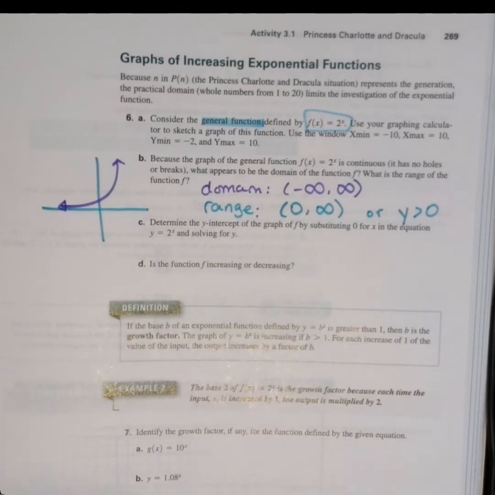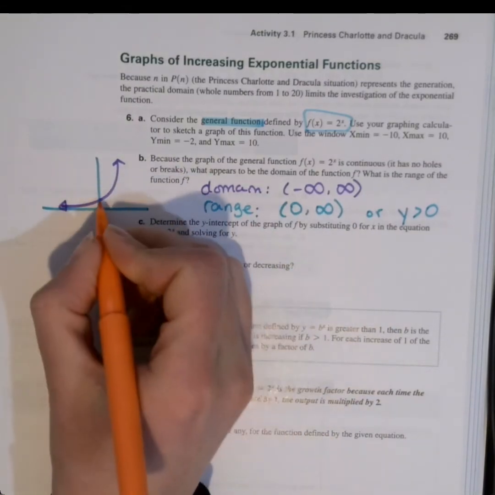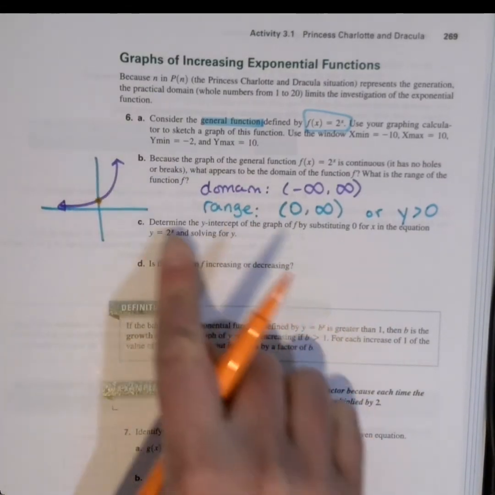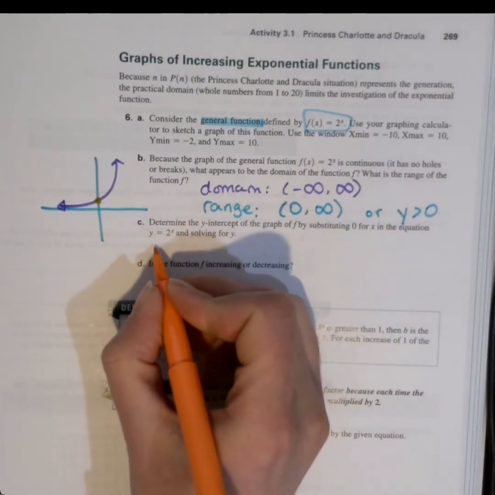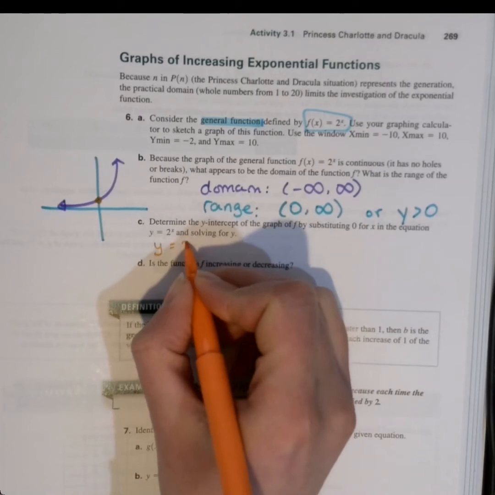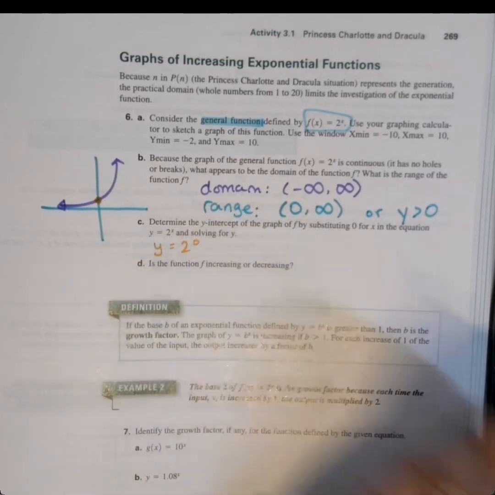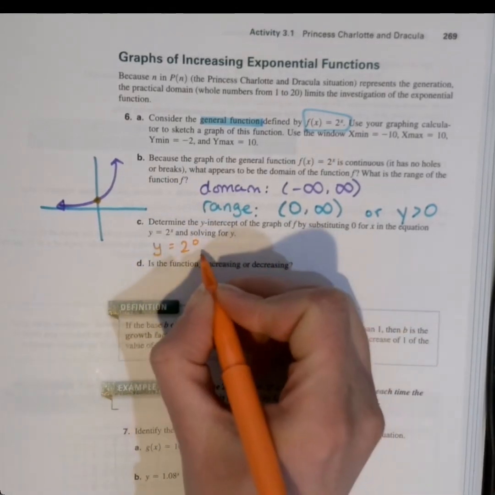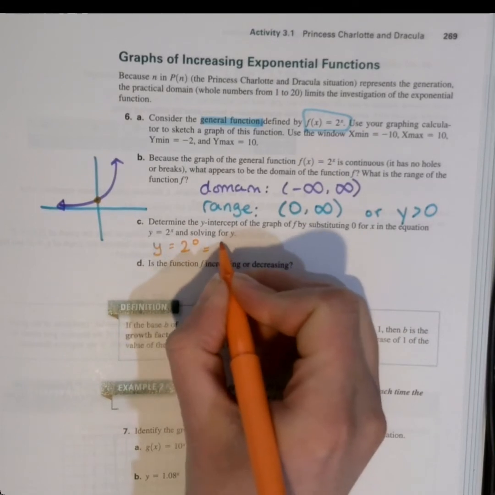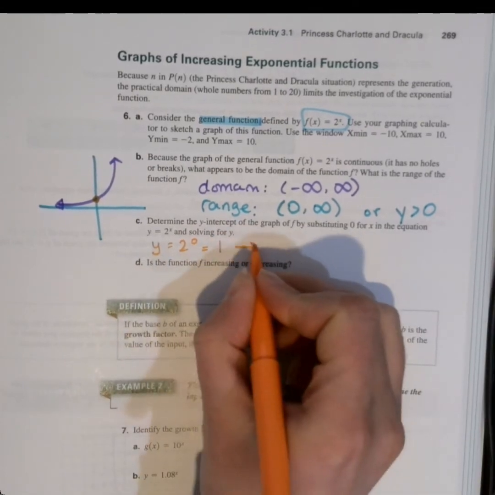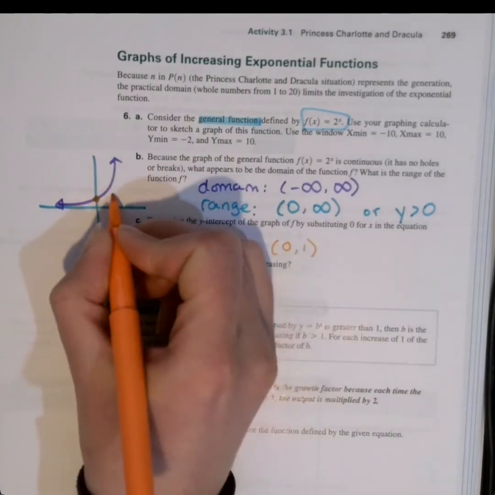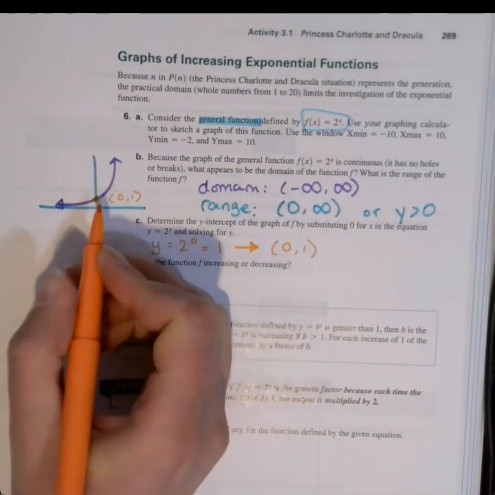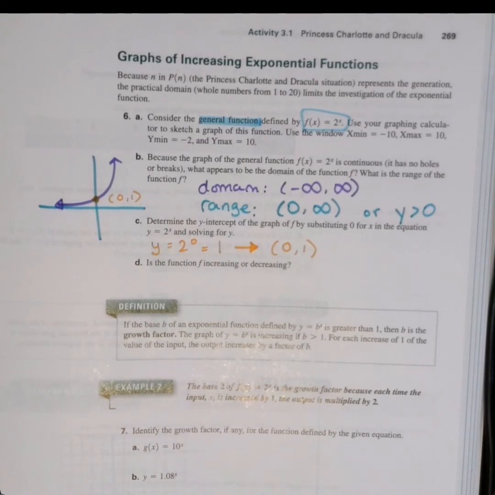All right. Determine the y-intercept of this graph. Okay, so if you're looking at your decimals, you should be able to see your point, but they ask us to determine it by substituting 0 into the equation and solving for y. So y equals 2 to the 0, putting 0 in for x, right? And I know from the last chapter that 2 to the 0 is equal to 1, so that tells us that we should have the ordered pair (0, 1). And if you check your graph, that is the ordered pair for the y-intercept at (0, 1).